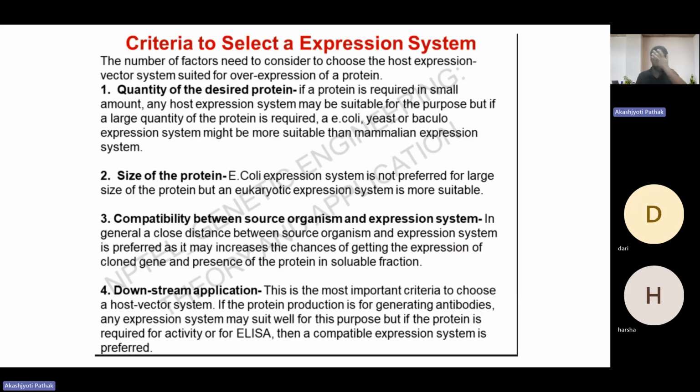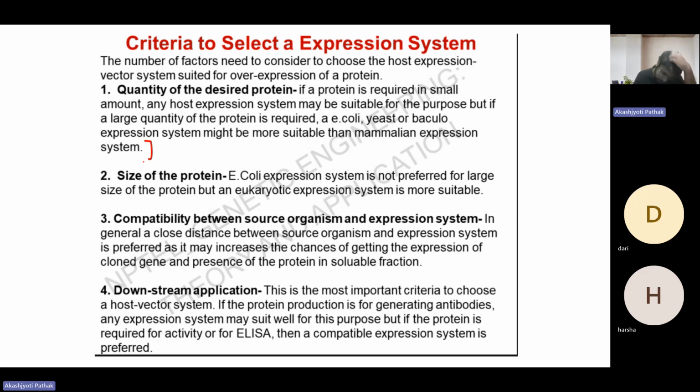Okay, so what are the criteria to select an expression system? This is what I have taken from the lecture slide. What is the quantity of the desired protein? That is what I was explaining. If a protein is required in small amount, any host expression system may be suitable for the purpose. But if a large quantity of the protein is required, an E. coli, yeast, or bacterial expression system might be more suitable than a mammalian expression system.